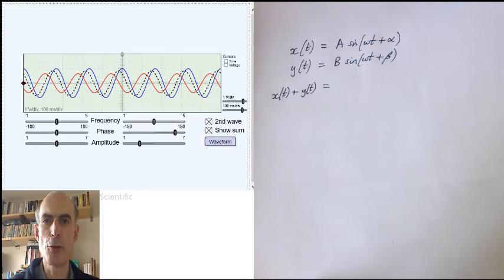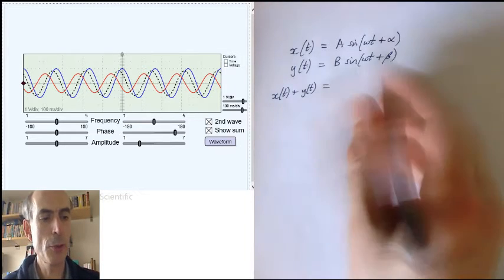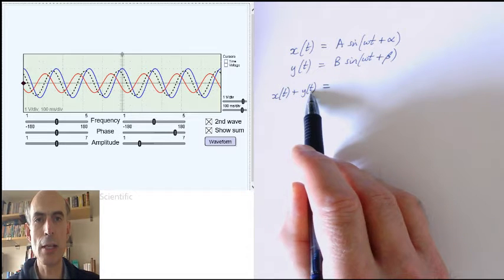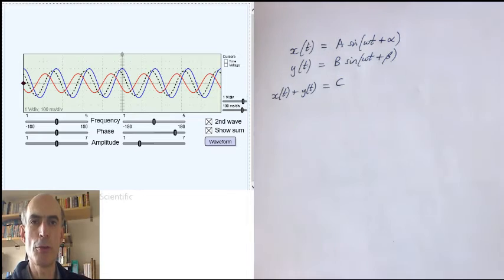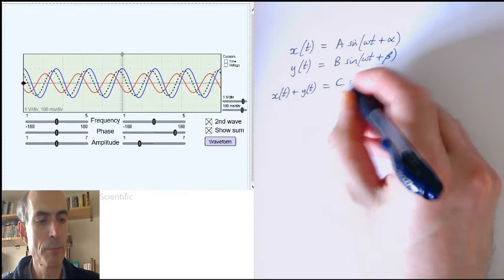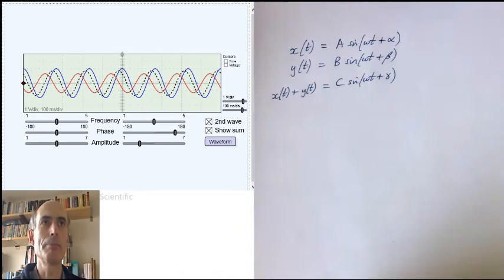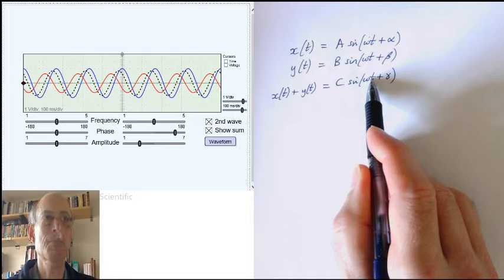The easiest way to do this is to use complex numbers. But until you've learned about complex numbers, the way to do it is to assume that the answer is a sine wave. It's just a sine wave of an amplitude that we don't know yet, C, and a phase that we don't know yet, which I'll call gamma. So, this plus this equals this.